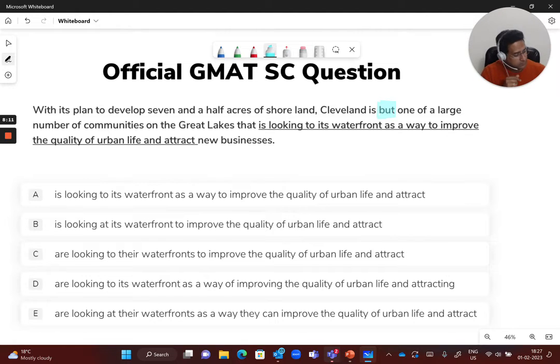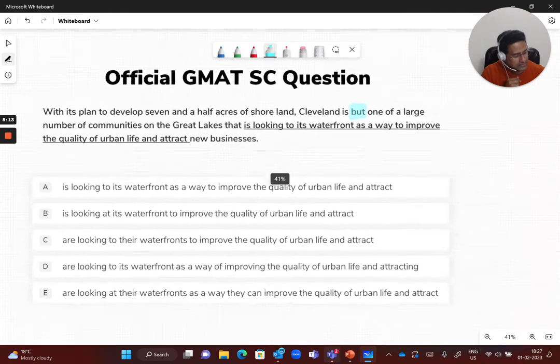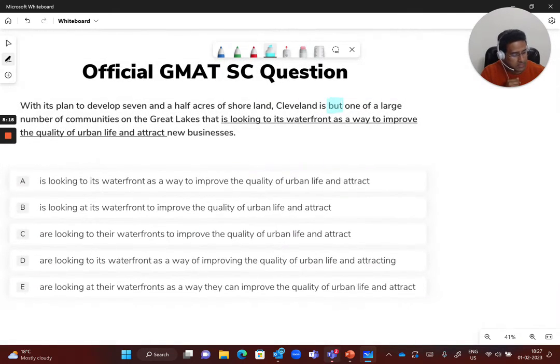And the numbers speak for themselves. If you go by the statistics on GMAT Club, you will be surprised to see that 40% of those who have attempted this question on GMAT Club did not know the correct meaning of the word "but," which is why they settled for the incorrect answer choices A and B.